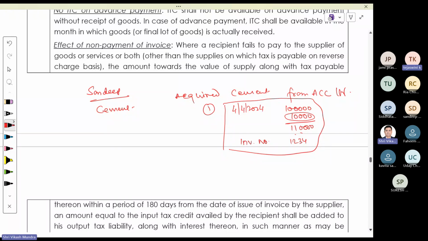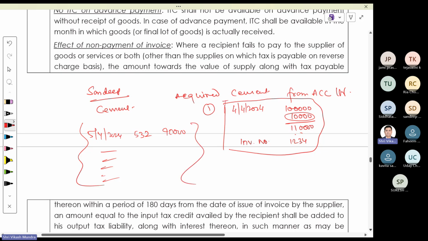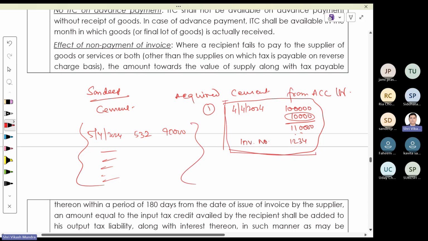Now the problem is that Mr. Sandeep comes to know the format of invoice followed by ACC Limited. With the help of computer and Photoshop, etc., he forges so many invoices, say invoice 5 for 2024, number 3423, worth rupees 90,000. He forged and prepared 10 invoices on the basis of one document. Is it possible or not?